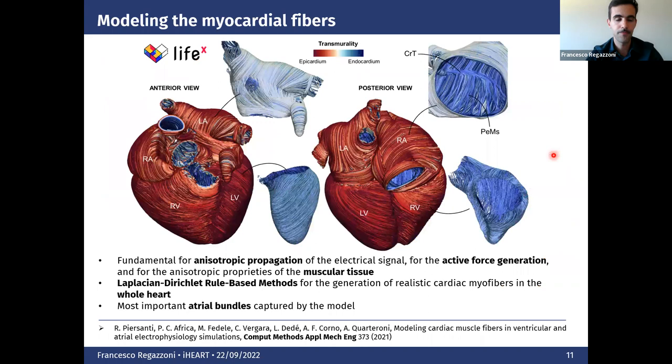Then another ingredient that we need to construct our mathematical model is the orientation of cardiac fibers. As you may know, the cardiac muscle is made of muscle fibers that have some preferential directions that involve both the propagation of the electrical signal and also the generation of active force, because the generated force will follow the fiber. And the fibers in the heart have a very special structure. They have a sort of helicoidal structure with an orientation that changes between the internal and external region. Having a suitable description of this structure is fundamental to replicate the correct behavior of the heart, because if you don't have this change of orientation, you will not have the correct twisting that is fundamental for squeezing the blood out of the cardiac chambers.